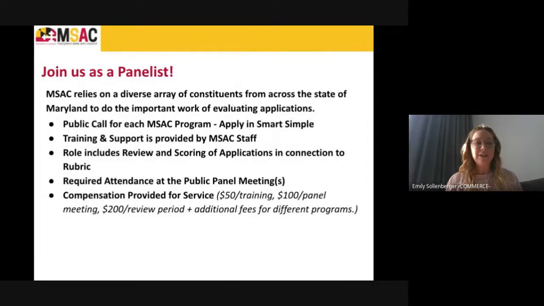Each time that you're a panelist, there's a public call that goes out. Training and support is provided by the staff. It includes reviewing and scoring applications in connection to a rubric. There's required attendance for any public panel meetings, and compensation is provided for your service as well.